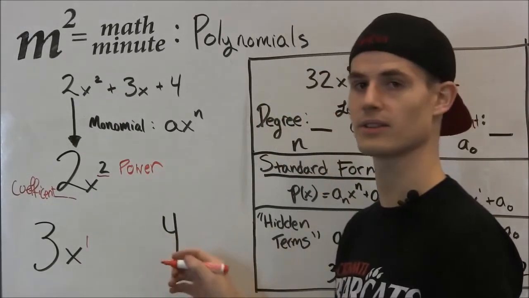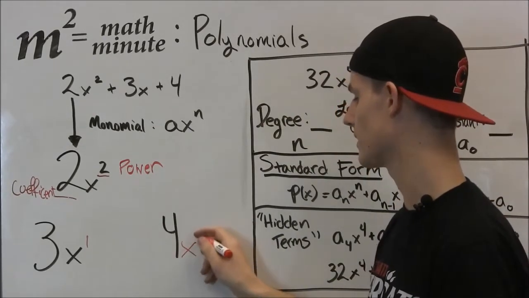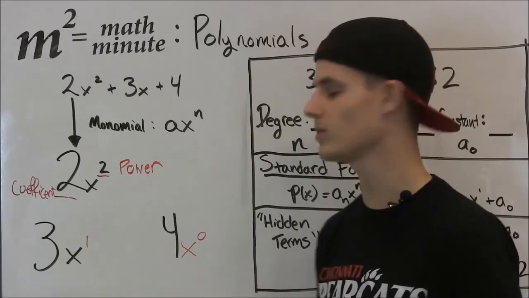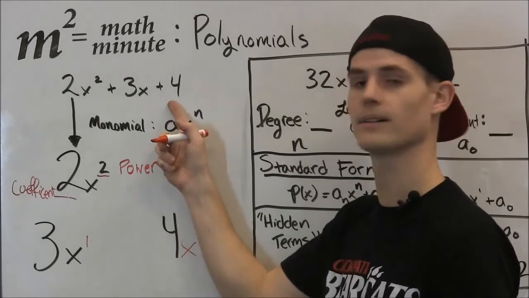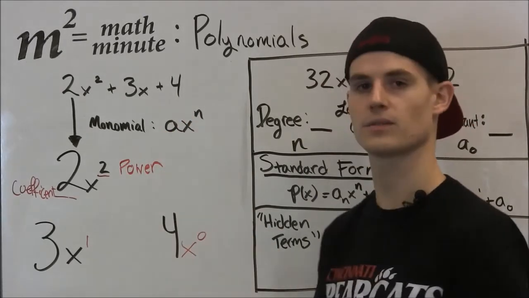Now, this one is kind of hard to see, because we have no x value. But actually we do. We have x to the 0 power. So x to the 0 power is 1, and 1 times 4 is 4. So this is the same thing as right here. In this case, our n is 0, and our coefficient is 4.